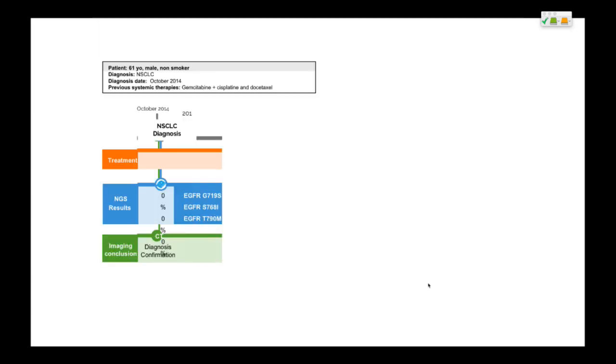And I will show you one real case. So it's a non-small cell lung cancer. And actually, at the beginning, it was wild type for the different mutations in EGFR.